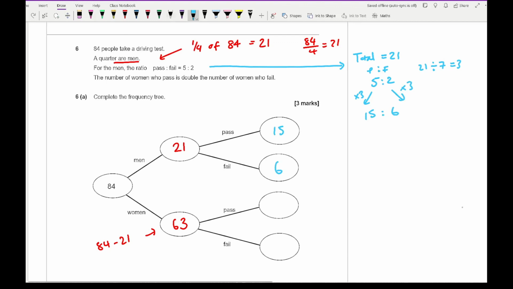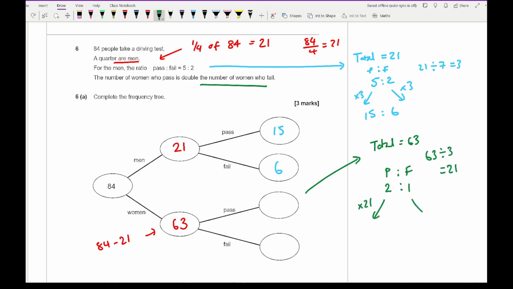Now the next one says the number of women who pass is double the number of women who fail. So for the third bit, we've got a total of 63 and the number of females who pass is double, so pass is going to be 2 and fail is going to be 1. So here I'm doing 63 divided by 3, which is 21. If I multiply 2 by 21 and 1 by 21, I'll work out these missing numbers, which are 42 and 21. And there I've completed my frequency tree.